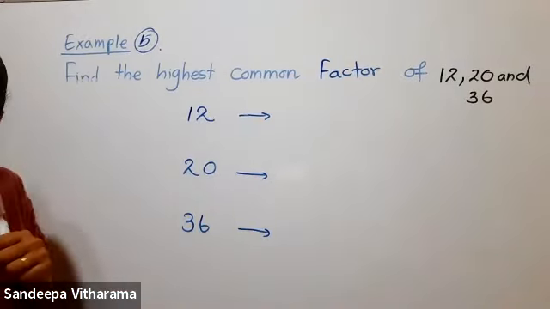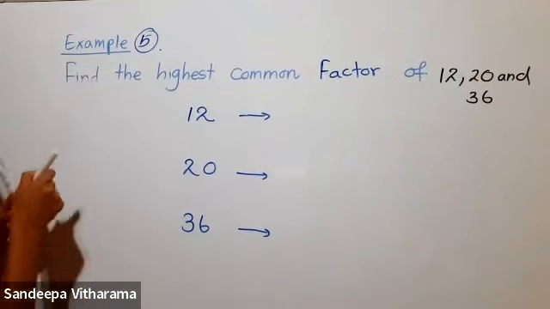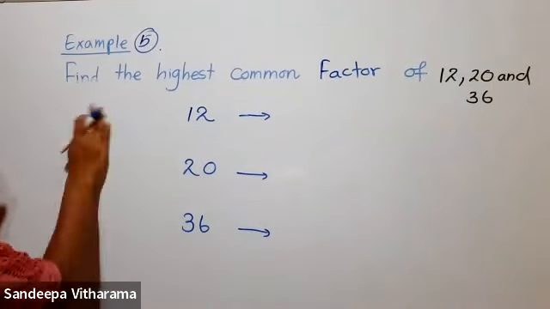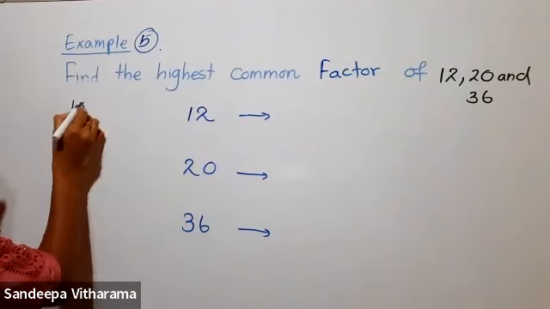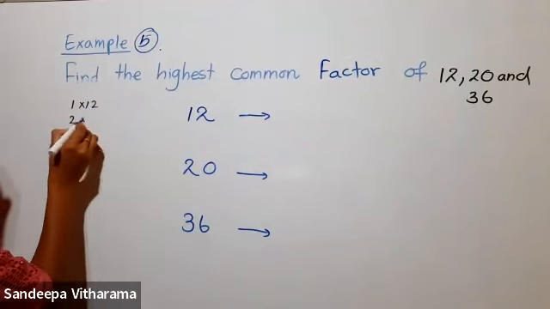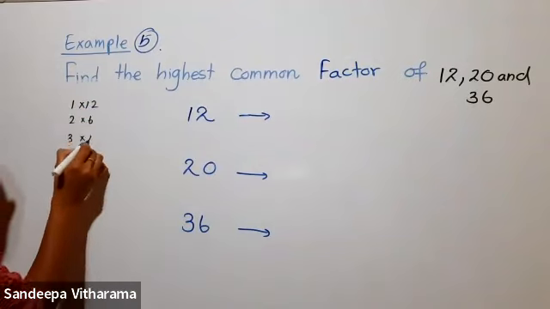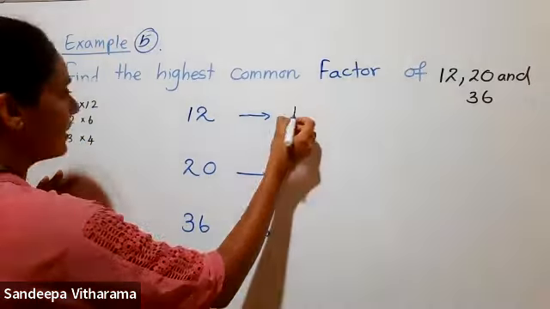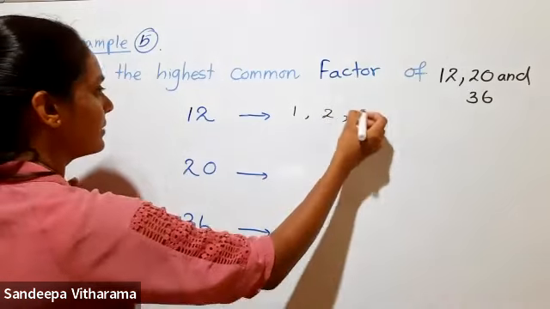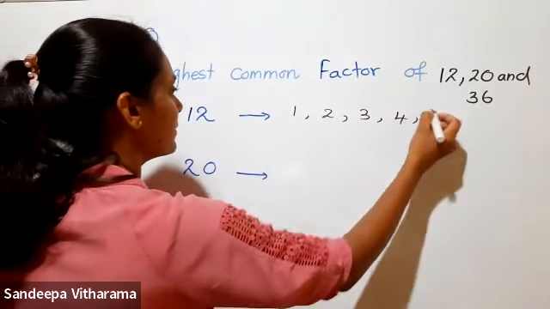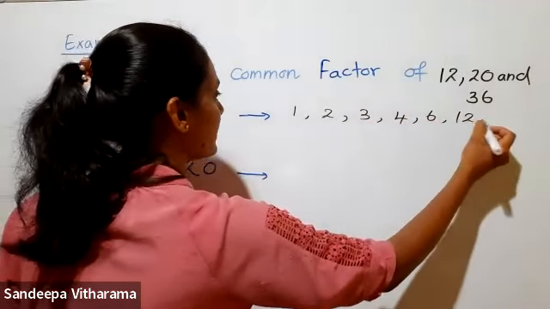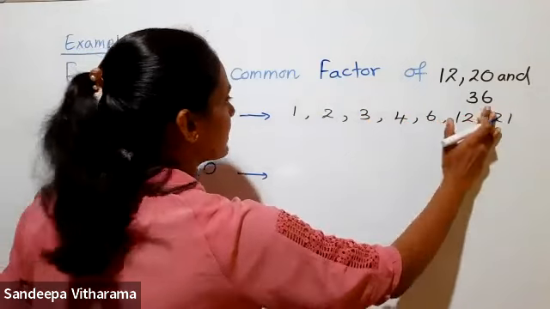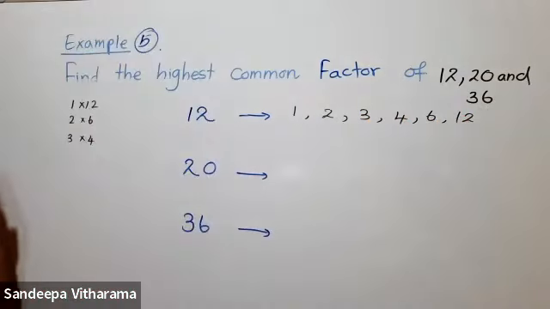How can we write 12? It's 1 into 12, 2 into 6, 3 into 4. Then what are the factors of 12? 1, 2, 3, 4, 6, 12. Okay, then 20.